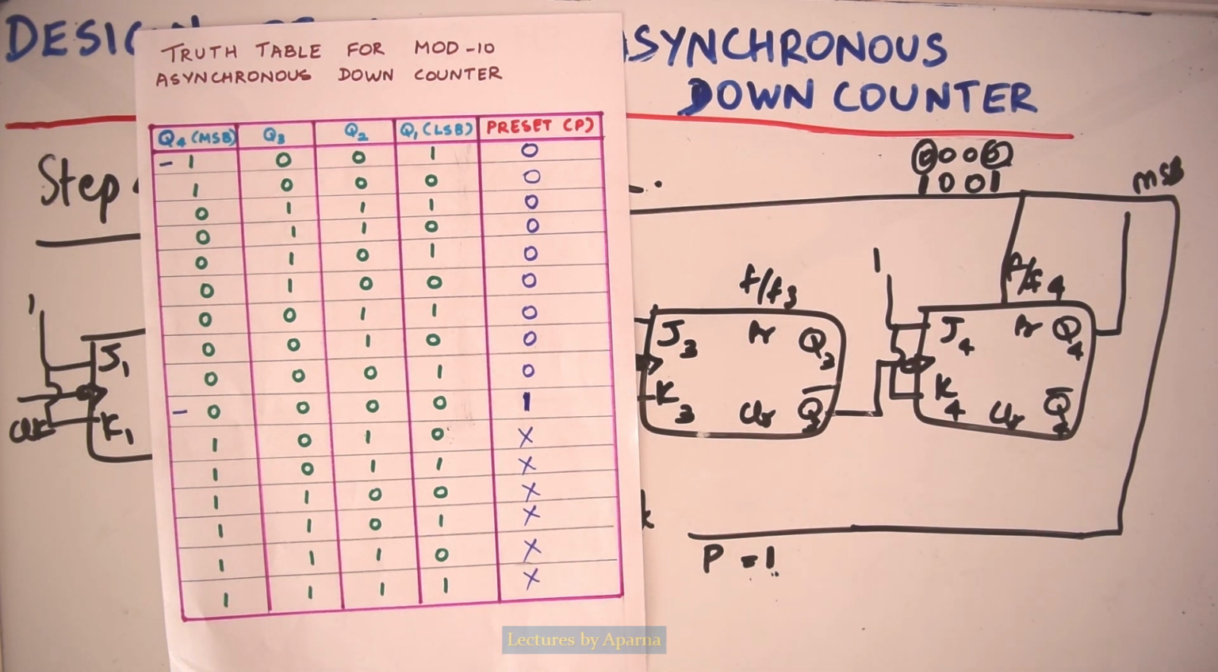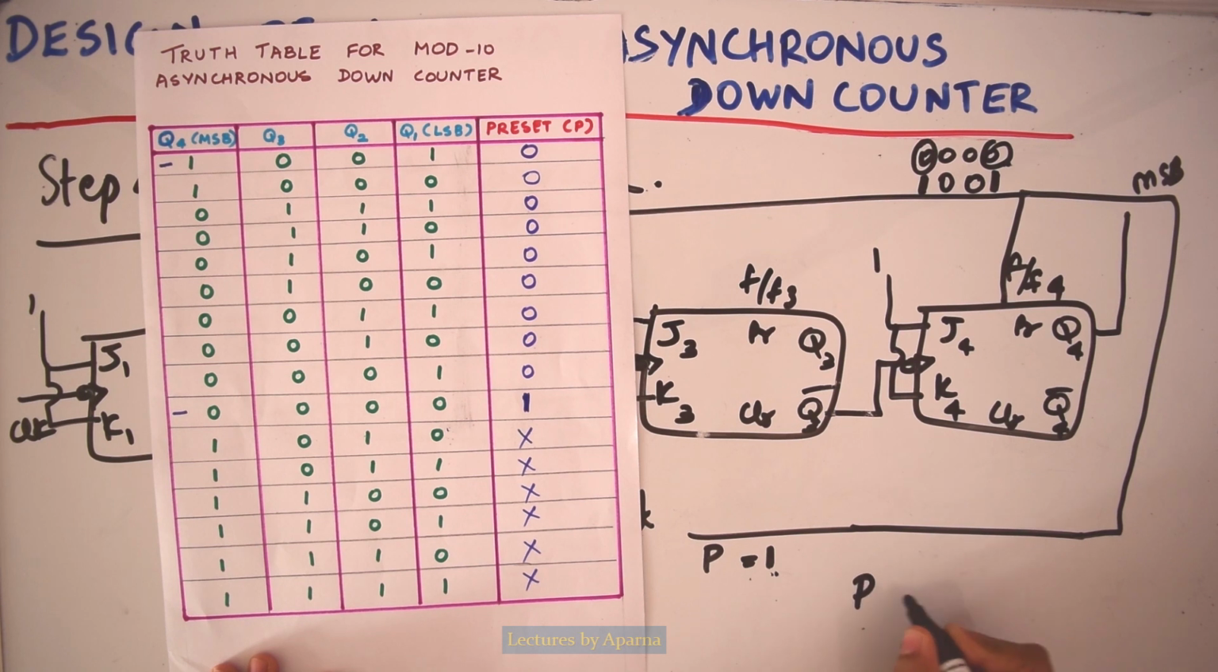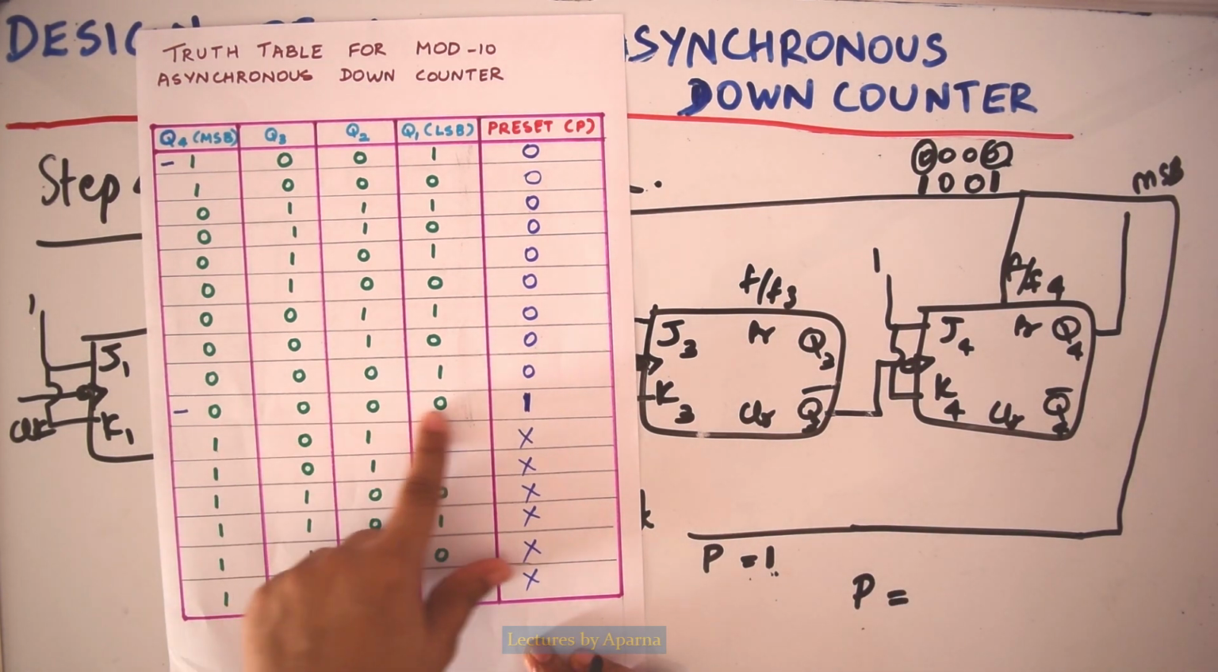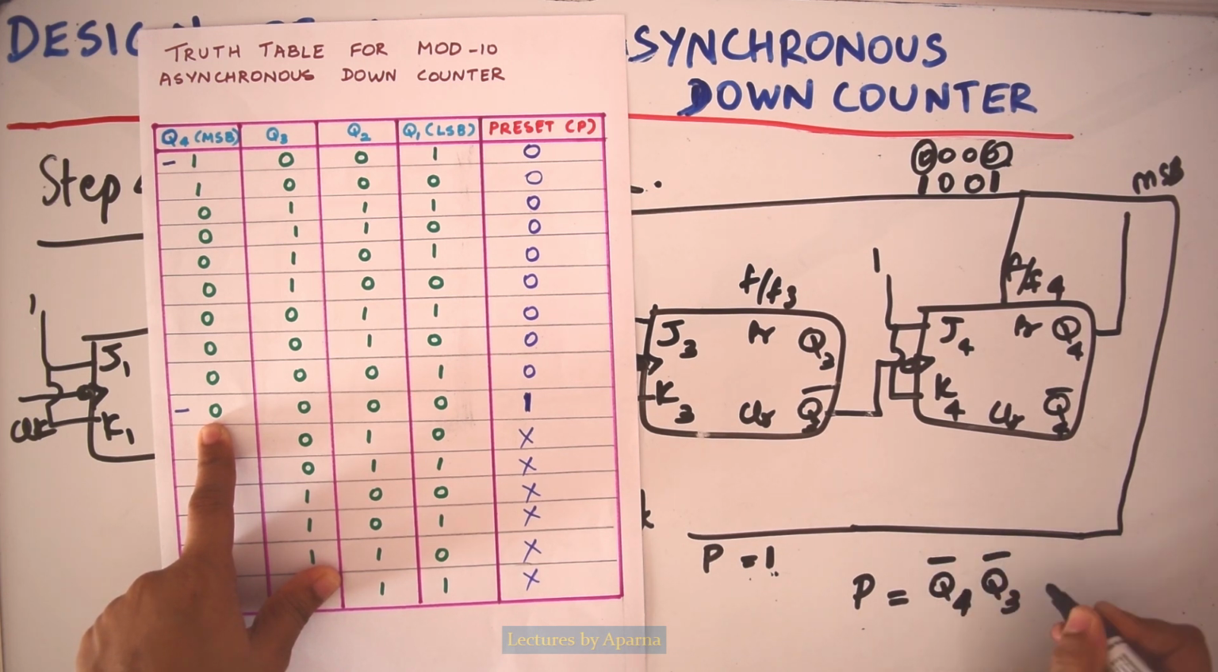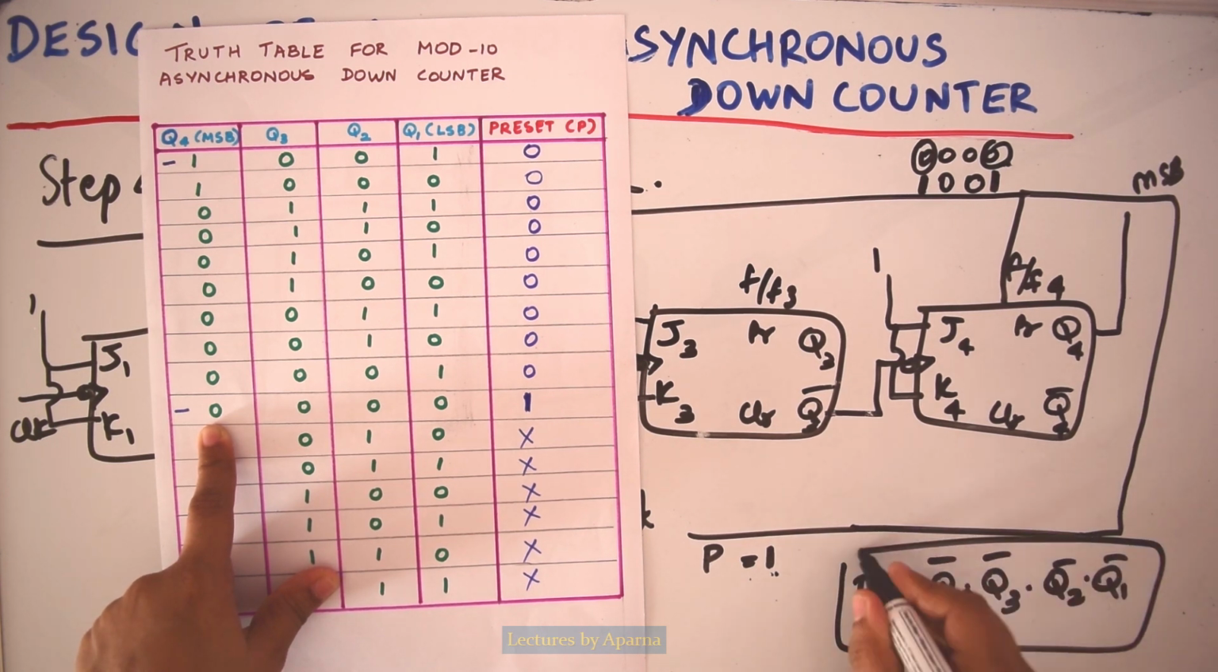So looking at this truth table, just by looking at it you can write the equation for preset as P equal to, it is at this portion that it is becoming 1. So it will be Q4 bar into Q3 bar into Q2 bar into Q1 bar. So this will be the equation for preset.